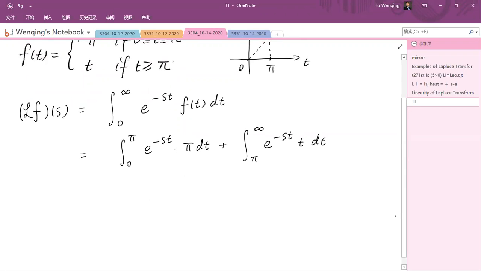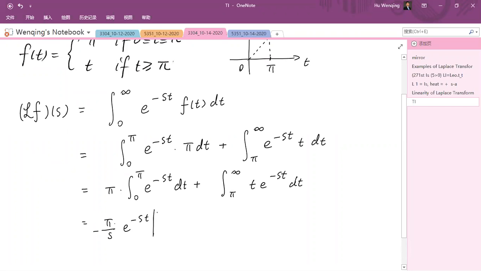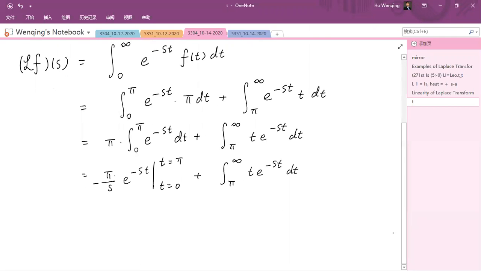Is that good, family? Now, when you integrate these two functions, the first one is easy to calculate. It's pi times the integral from 0 to pi of e to the minus s t dt, plus the integral from pi to infinity of t times e to the minus s t dt. So what's this integral? Well, it is pi times, you just divide by s, and you consider e to the minus s t with a minus sign, evaluated at t equal to pi and t equal to 0, plus the integral from pi to infinity of t e to the minus s t dt. So you want to calculate these two integrals.